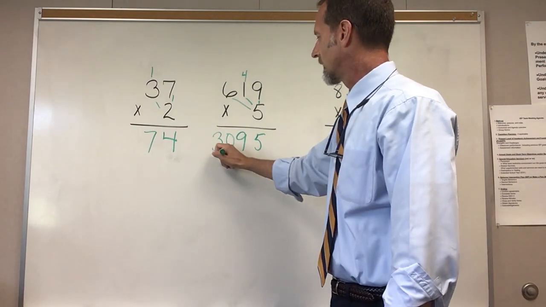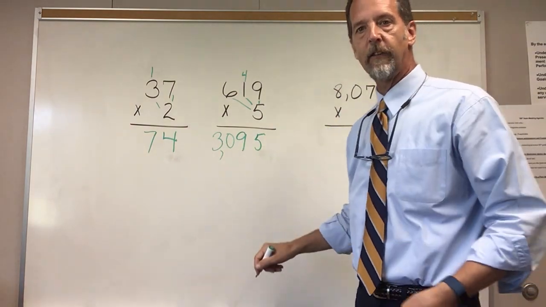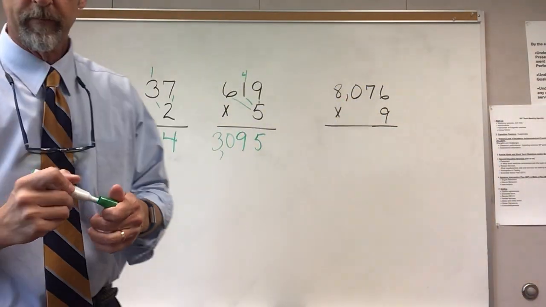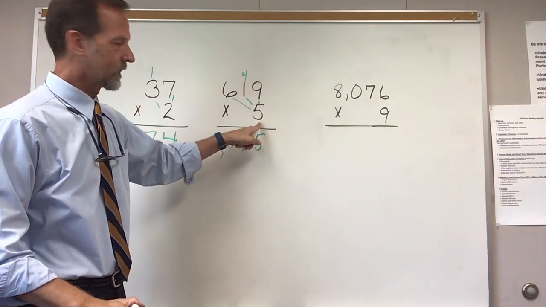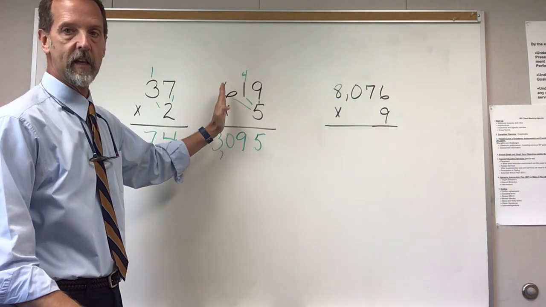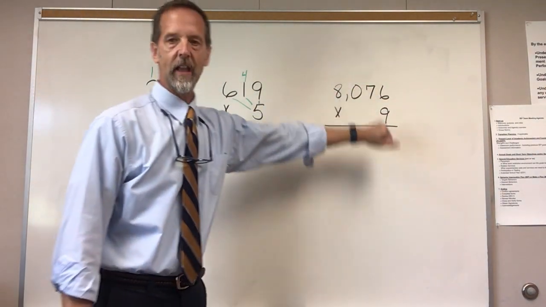Ones, tens, hundreds, and a comma, and I get the number 3,095 for that answer. Okay? So all I'm doing is I'm multiplying this single digit times every number that I see here. If I need to, I add in what I regrouped at the end. Let's go to the next one.